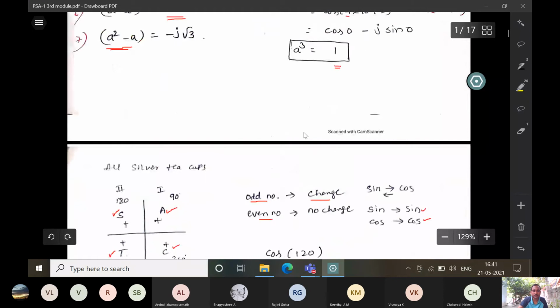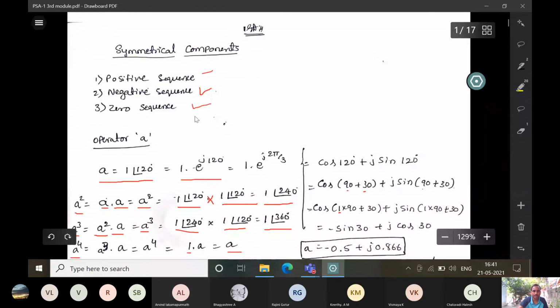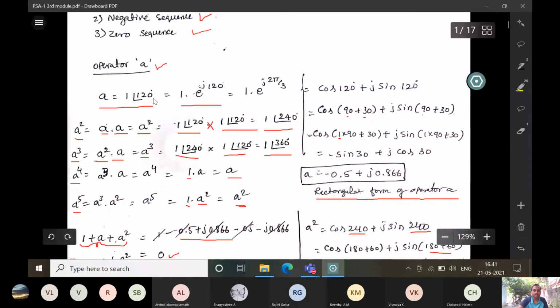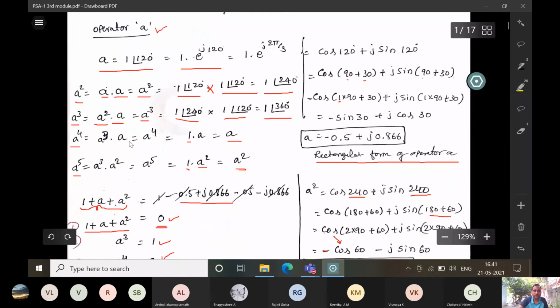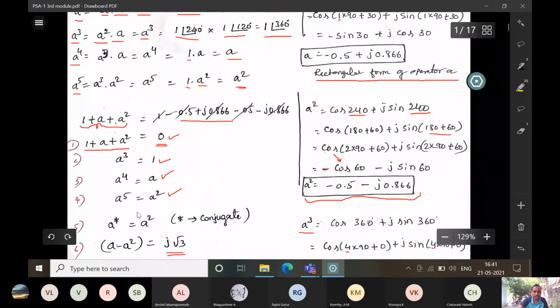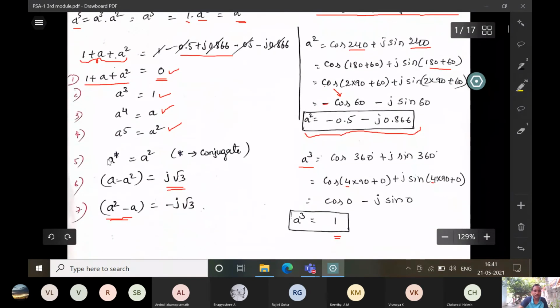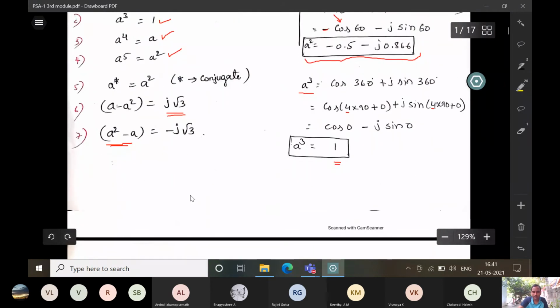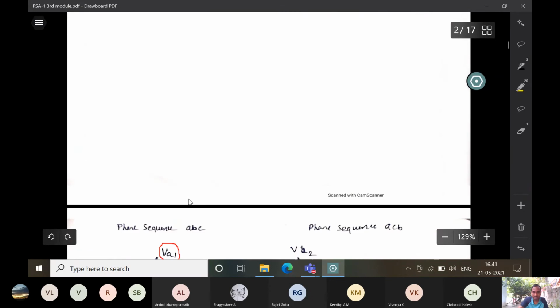Positive sequence, negative sequence, and zero sequence, and the A operator. Okay, what is A? A is equal to 1 at an angle 120. A square is equal to 1 at an angle 240. A cube is 1 at an angle 360. A to the power of 4 is also called A. A to the power of 5 is equal to A square. 1 plus A plus A square is equal to 0. A cube is equal to 1. A to the power of 4 is equal to A. A to the power of 5 is A square. A conjugate is equal to A square, and A minus A square is equal to J into root 3, and A square minus A is equal to minus J into root 3, right?